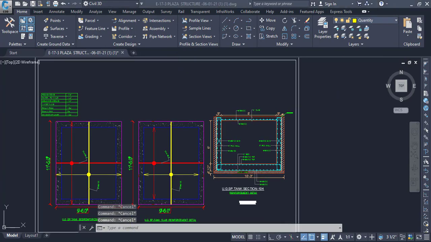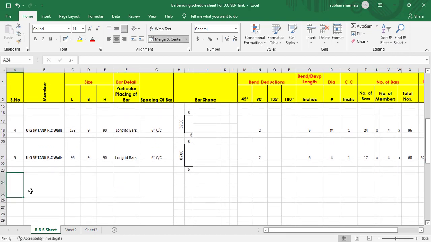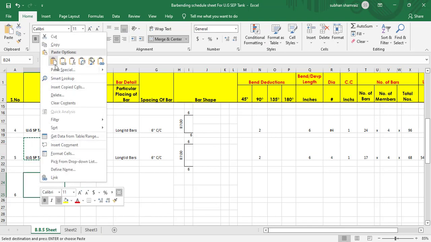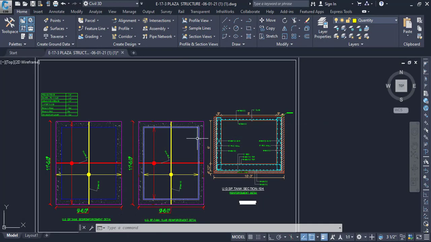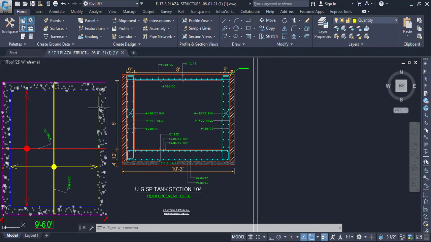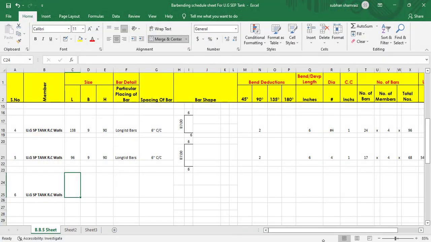So we have the longitudinal done. And number 6 underground. Again the same, paste it over here. And now we'll add here the length. So first we will find out for these walls, these side walls. So length I'll take the outward dimension, 11 feet 6 inches, meaning 138 inches.